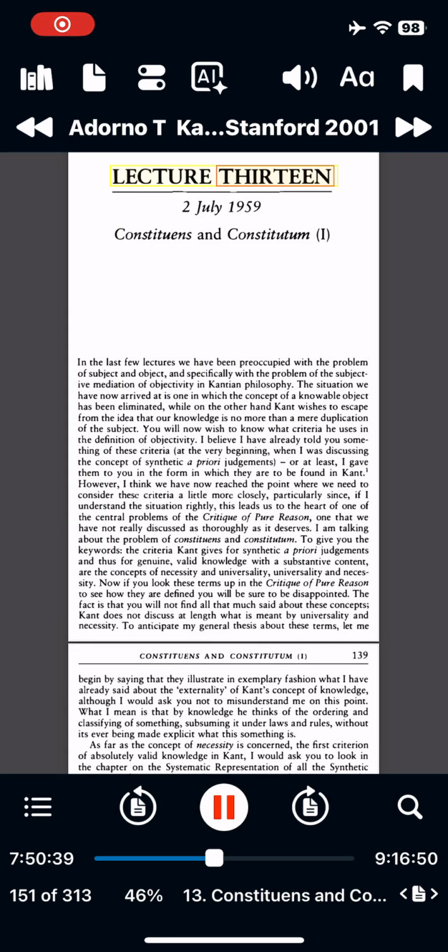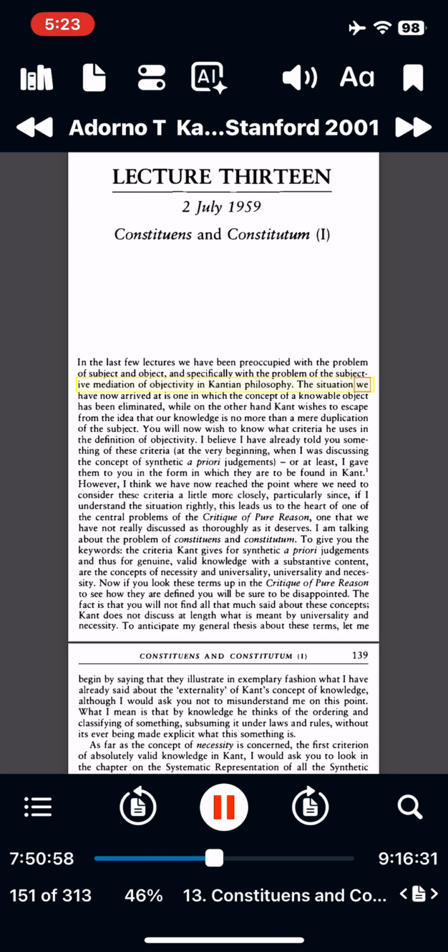Lecture 13, July 2, 1959: Constituens and Constitutum. In the last few lectures we have been preoccupied with the problem of subject and object, and specifically with the problem of the subjective mediation of objectivity in common philosophy.